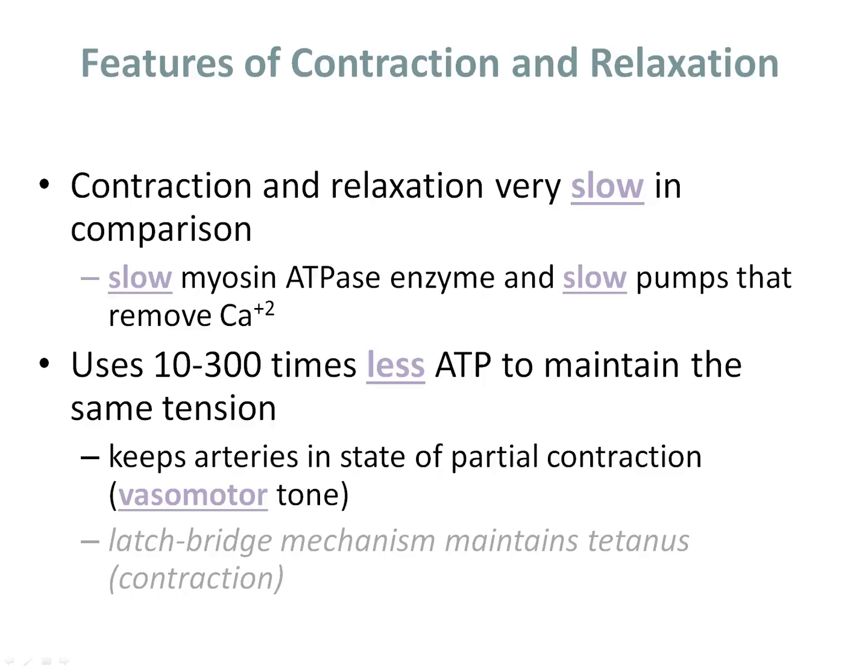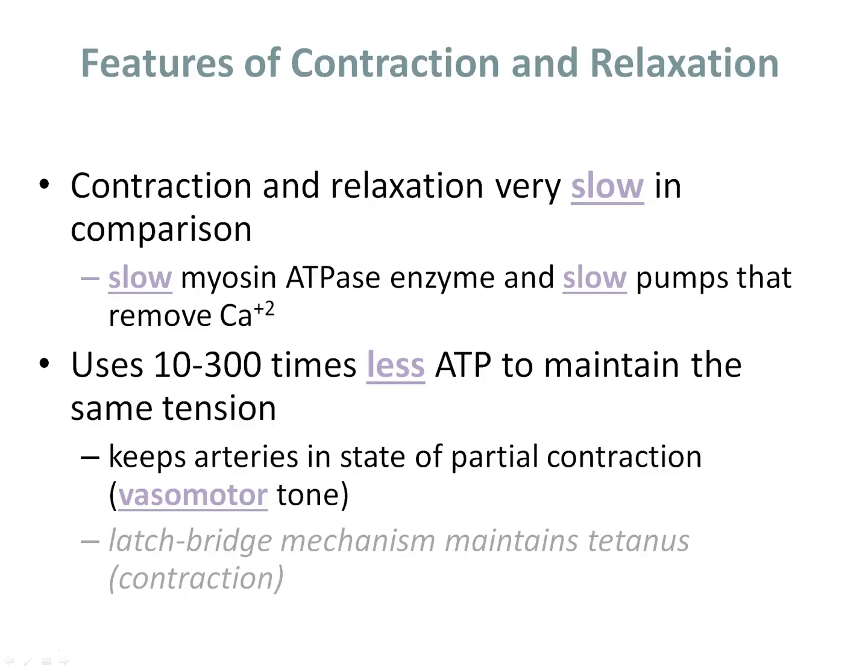One of the other really amazing things about smooth muscle is that it uses 10 to 300 times less ATP to maintain the same amount of tension or force. So that's pretty incredible that we can maintain the same amount of force with less energy. So smooth muscle is pretty efficient. This tension is important because it keeps our arteries in a state of partial contraction. We call this vasomotor tone.